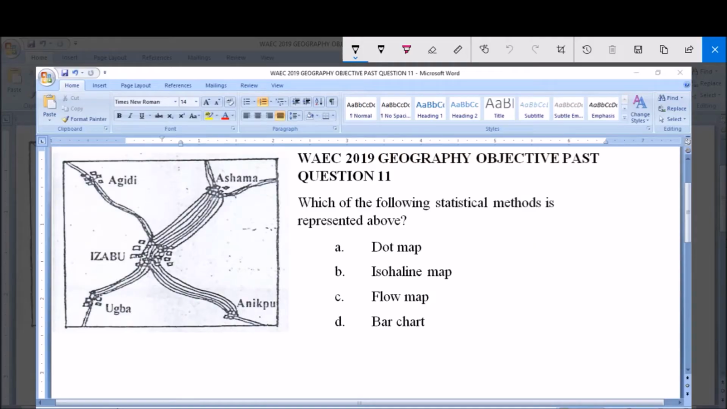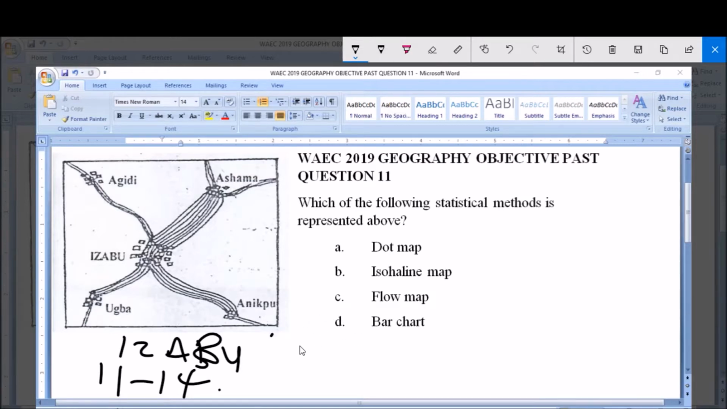Hello and welcome. I'm going to be answering WAEC 2019 Geography Objective Past Question 11. So we have a diagram here of a region, Zabu region, and we are to use this diagram to answer questions 11 to 14. So, which of the following statistical methods is represented above, that is in this diagram?